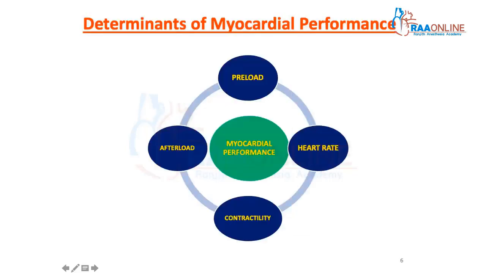There are 4 components of myocardial performance, of which I'll be discussing 3 aspects: the preload, afterload, and contractility. Heart rate is a totally different thing. We all know that myocardial performance, or cardiac output, is determined by stroke volume times heart rate. The stroke volume depends on 3 parameters: afterload, preload, and contractility. Then you have the independent variable, which is the heart rate. I'll not be going into the heart rate. I'll be discussing the other 3 components of the stroke volume: preload, afterload, and contractility.